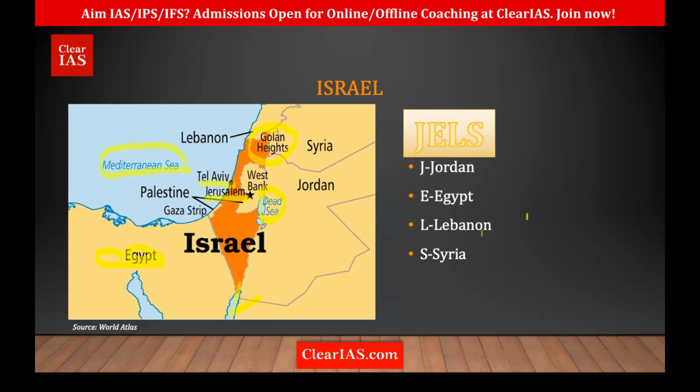Okay. So remember, everybody is jealous of Israel. So we have Jordan, Egypt, Lebanon, and Syria. And we have what water bodies? Dead Sea, Mediterranean Sea, and the Red Sea. And two important places, Tel Aviv and Jerusalem. That is Israel.